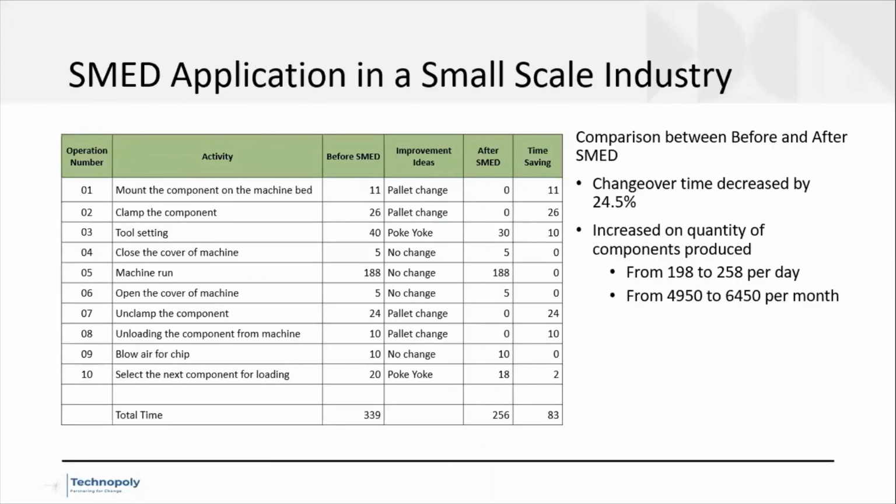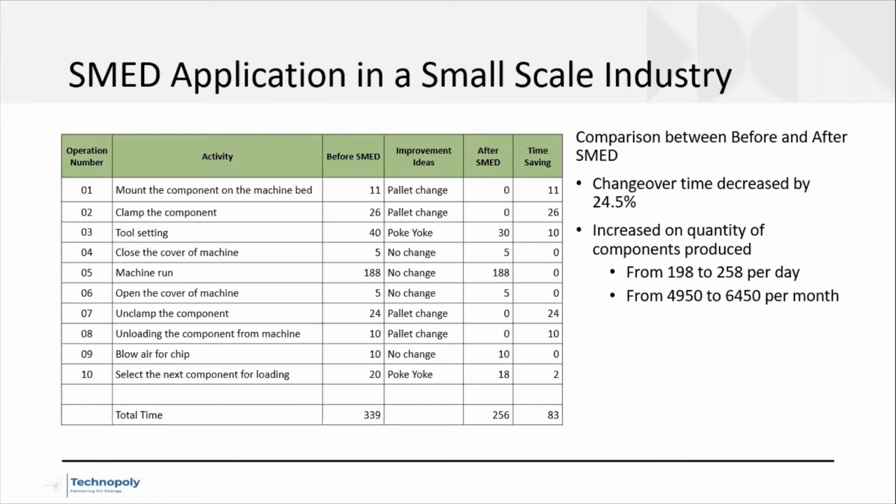Going back to our example, the small-scale industry streamlined their external and internal activities, which resulted in a reduced total changeover time of 256 seconds from the original 339 seconds. Employing the pallet change and error proofing techniques was their way of being able to reduce changeover time by 24.5%.